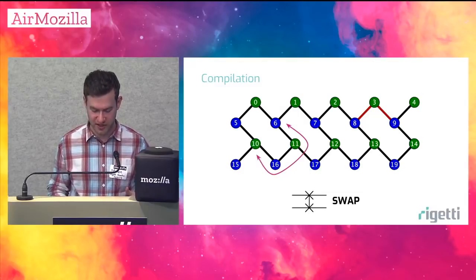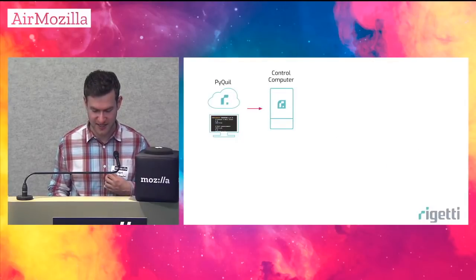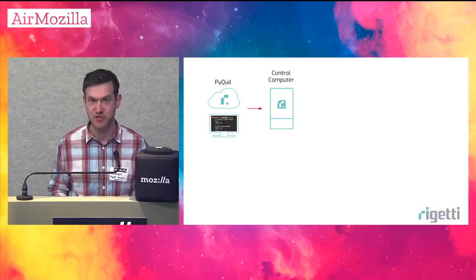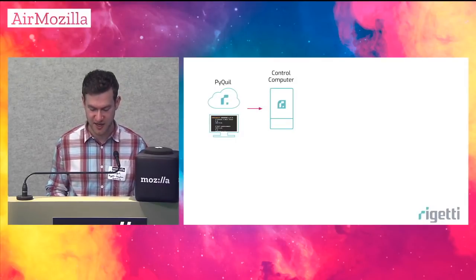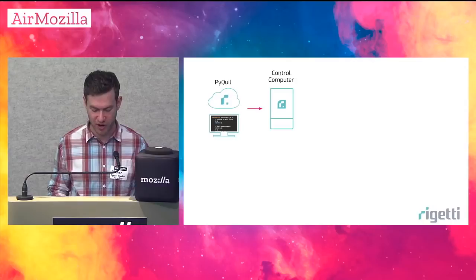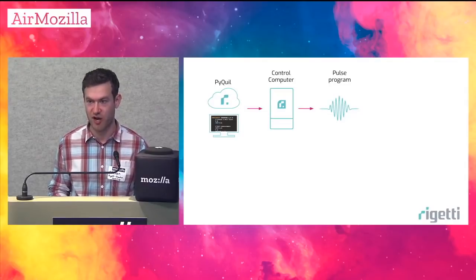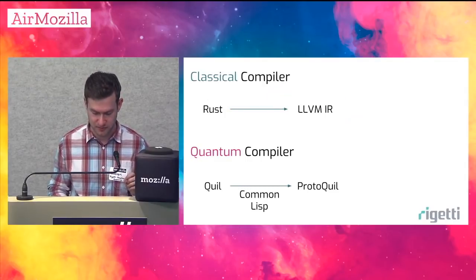So once all this happens, we can move on to the next step, which is to convert the abstract instructions into something that is physical. Our quantum computers, like this one, respond to bundles of photons that are sent to them through pulse generators. And the pulse program is a sequence of these pulses.